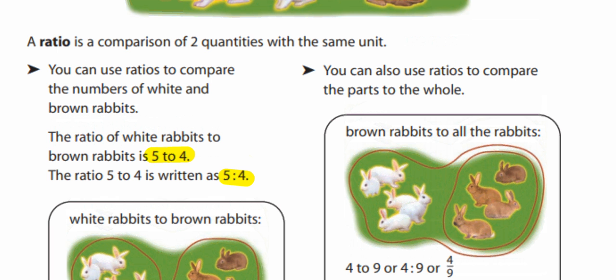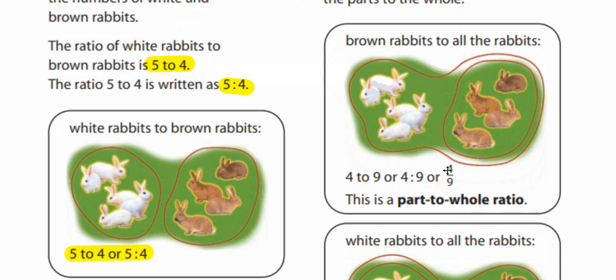Now, we can also use ratios to compare parts to a whole. When I talk about a part, it means one group. That might be just the white rabbits or just the brown rabbits. The whole would be all of the rabbits that I have all together. So all together, I have 9 rabbits. And when we do that, we add another version of the ways that I can write this. I can write my brown rabbits to all the rabbits as 4 to a total of 9, 4:9 with the colon in the middle, or 4 out of 9. I can say it either way.